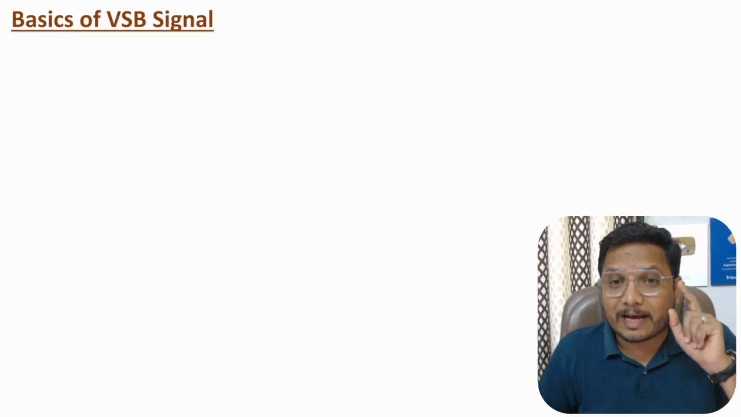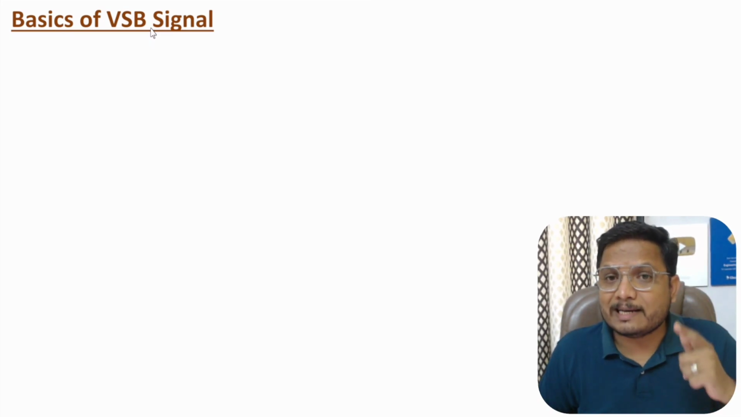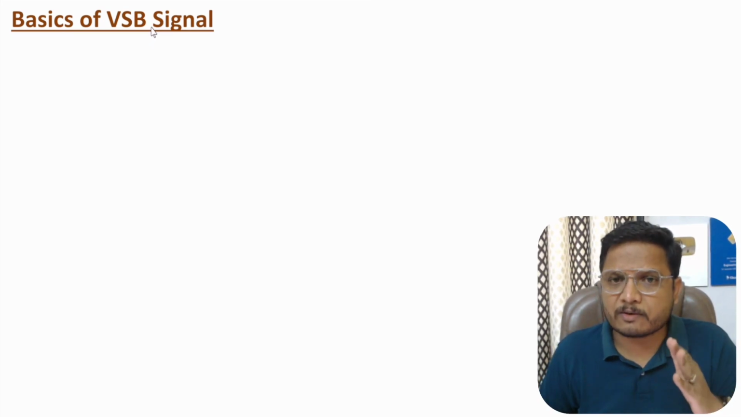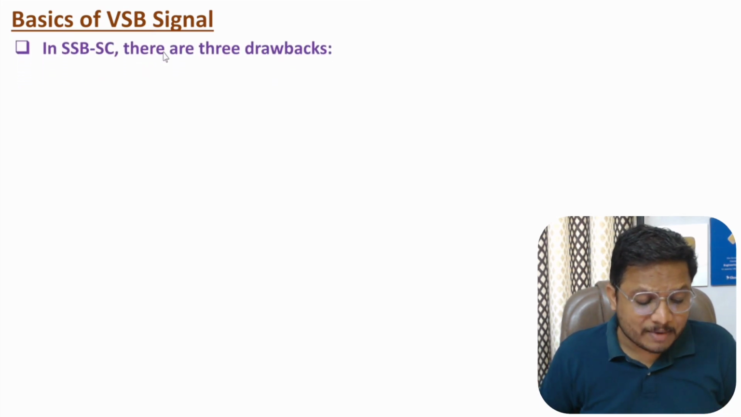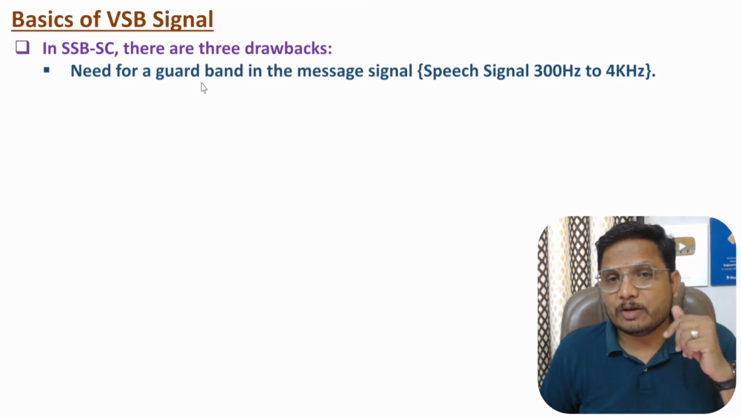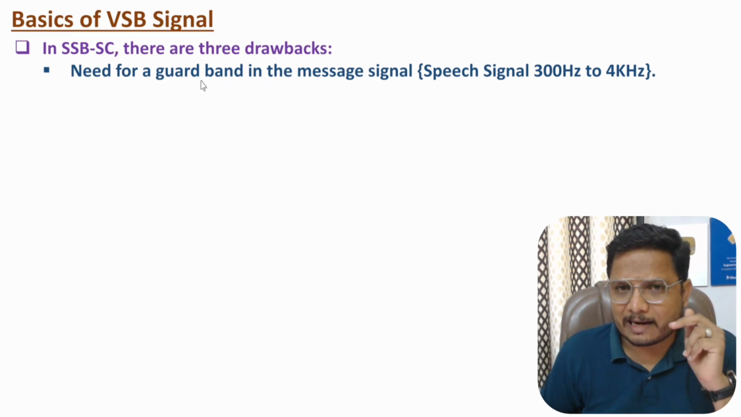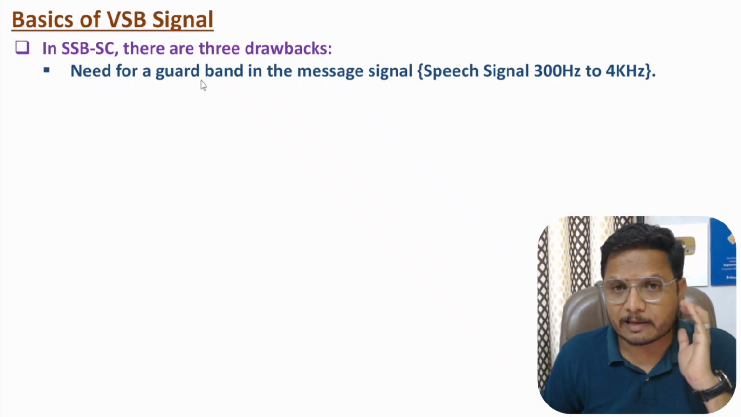Compared to SSBSC, there are a few advantages with VSB. So first of all, I will discuss the drawbacks of SSBSC. In general, there are three major drawbacks with SSBSC. The first drawback is based on the need of guardband. When you talk about SSBSC, we need to have guardband with message signal.